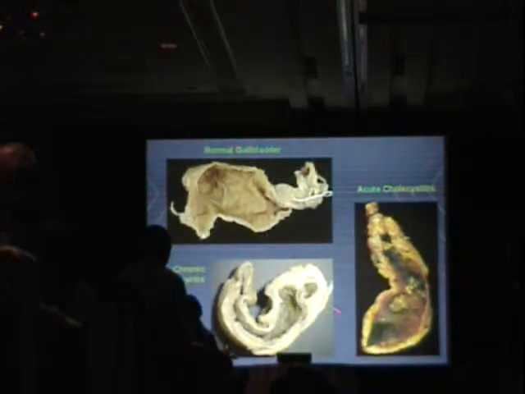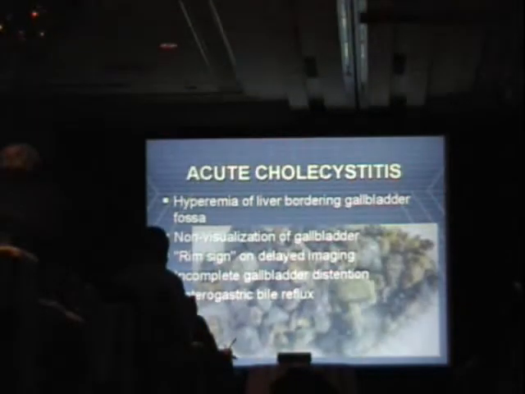And this is the differential we're trying to make. Here's a normal gallbladder, nice thin wall. Here's a chronic cholecystitis case, thickened gallbladder wall. You can see this would be very hard to fill. It won't expand very much. And here's acute cholecystitis with inflammation through the mucosa of the gallbladder wall and some gallstones remaining inside.